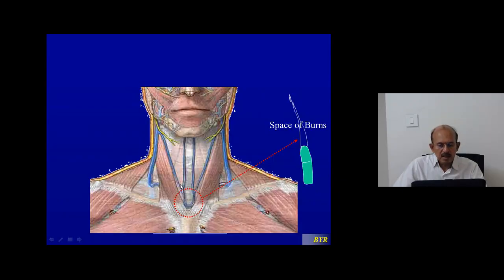Where it is attached to the sternum, in the midline, it actually splits into two layers. You can see here, this is the sternum, this is the manubrium sterni, this is the investing layer. So as it comes down, it splits into two layers to attach itself to the anterior border as well as the posterior border of the manubrium sterni. So now there is a space here. This space is known as the space of Burns. What structures are there in the space of Burns?